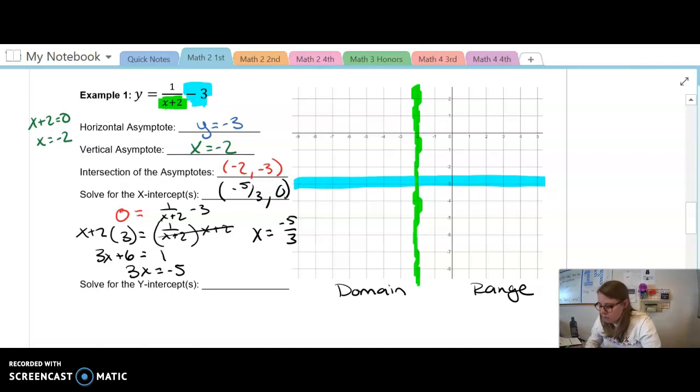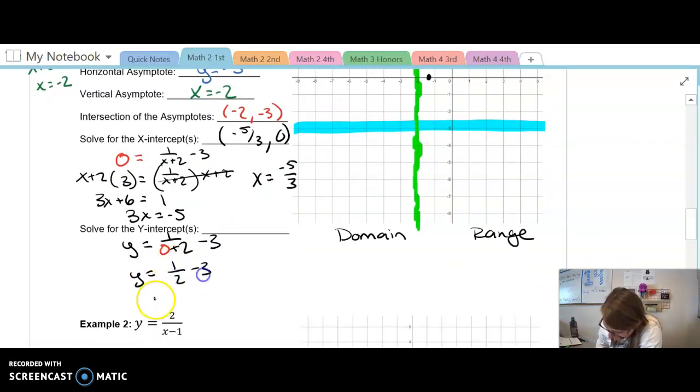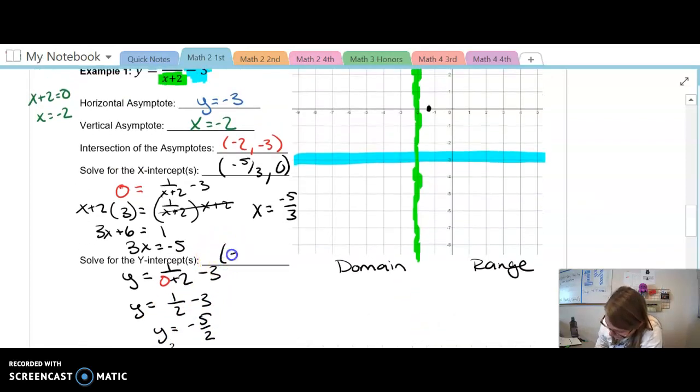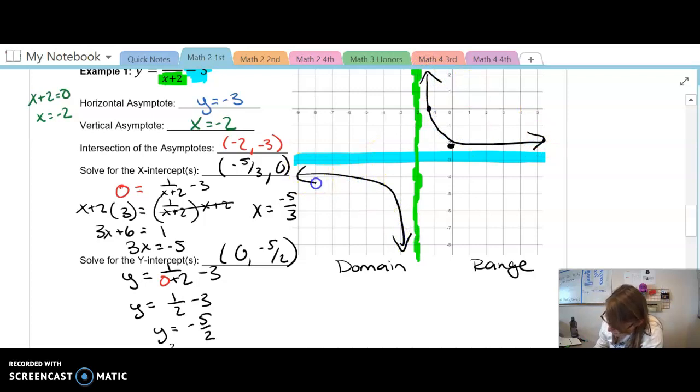So I can go ahead and graph that real quick, which is going to be negative 5 over 3 right here. So let's do the y-intercept. The y-intercept is going to be the same exact thing, but now we're going to plug in 0 for x. So we're going to do y equals 1 over 0 plus 2, minus 3. That reduces down to 1 over 2 minus 3, which is going to be negative 5 halves. And if I go ahead and graph this, that means it's going to be right about here. So I can now graph this guy, and I see these are my branches.